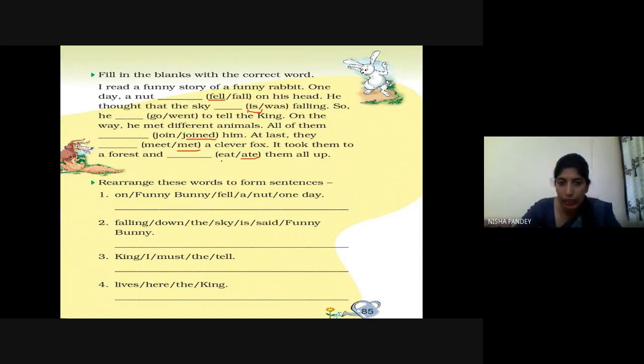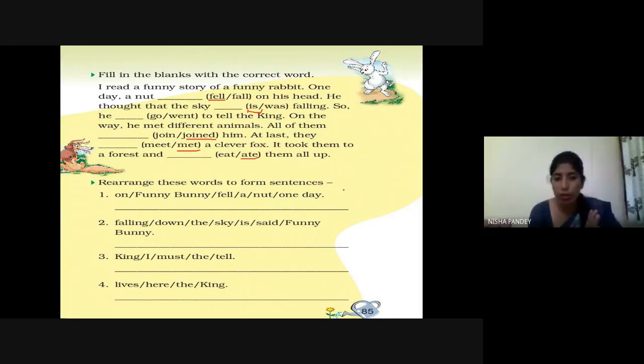मैंने खा लिया. Yes. तो यहाँ पे भी already this clever fox, what he did, he ate them all up at the end of the story. So very good. All the answers you have given are correct. Now we have to rearrange these words to form sentences.